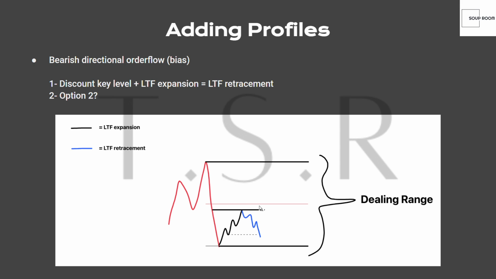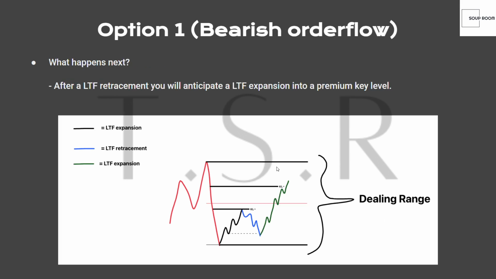Price will need to fetch a premium in order to continue heading lower. Not all the time, but in high probability scenarios. And we will only be focusing on the higher probability scenarios. Why? Because we want to filter out lower probability situations. All right. So we have a lower time frame expansion into the key level, a retracement on the lower time frame. And then we will likely see the expansion upwards.